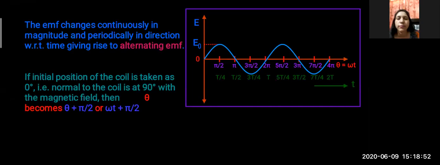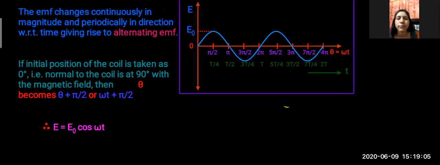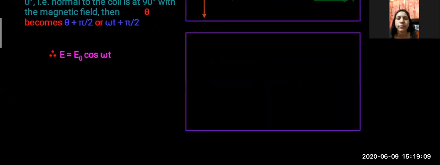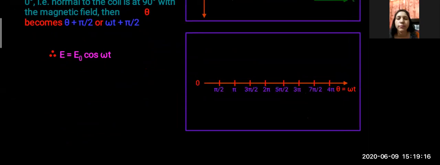If the initial position of the coil is taken as 0, that is, the normal to the coil is at 90 degrees with the magnetic field, then theta becomes theta plus pi by 2, or omega t plus pi by 2. So E equals E naught cos omega t. For this, theta equals omega t: pi by 2, pi, 3 pi by 2, 2 pi, 5 pi by 2, 3 pi, 7 pi by 2, 4 pi, and time is as shown in this graph.